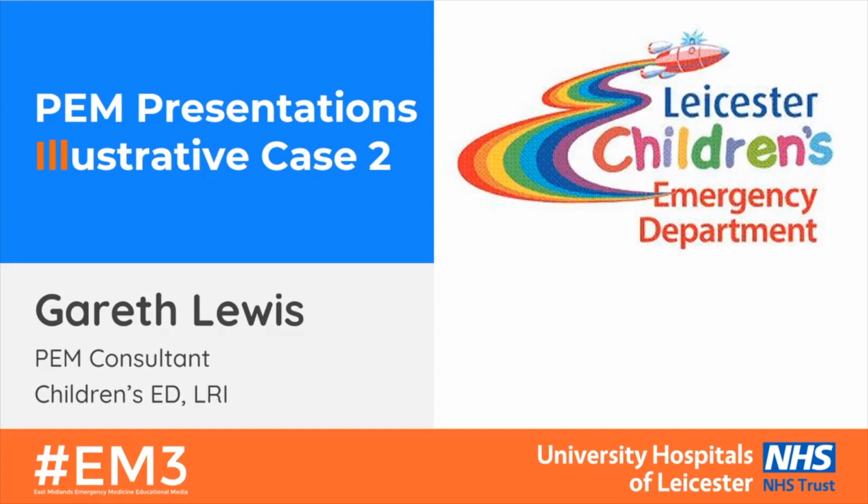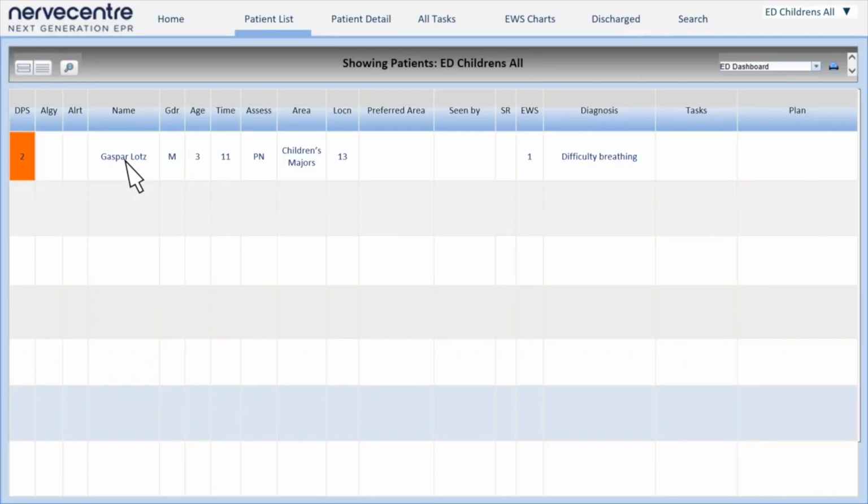Welcome to case number 2 in our Illustrative Cases series. The next patient is Gasper. He's a 3-year-old and he's been brought in to location 13 in children's majors. He's a DPS 2 and he appears to have presented with difficulty breathing. So already you might be thinking there's something going on in that he's got a higher priority and that he's been put in one of the 3 HDU locations in children's majors.